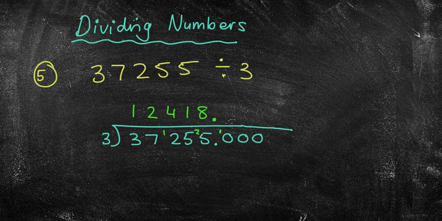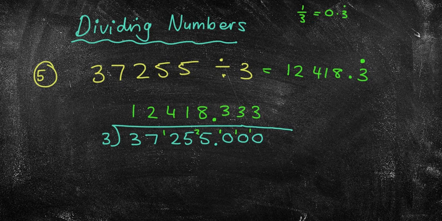3 goes into 10 3 times with 1 left over. 3 goes into 10, 3 times with 1 left over. You see what's going to happen there? It's going to keep on being exactly the same thing, which means we could write the answer as 12,418.3 with a little dot above, which means it is a recurring number. And remember, originally what we had there was 1/3, and that's because 1/3 is the same as 0.3 recurring. Okay, so you can do it that way as a decimal as well.